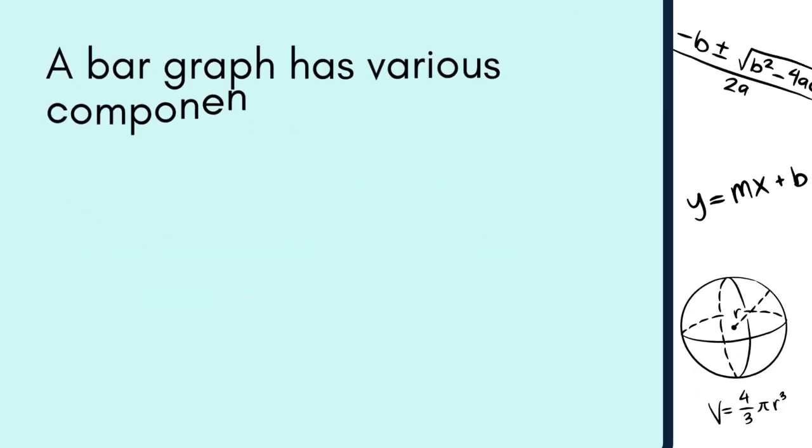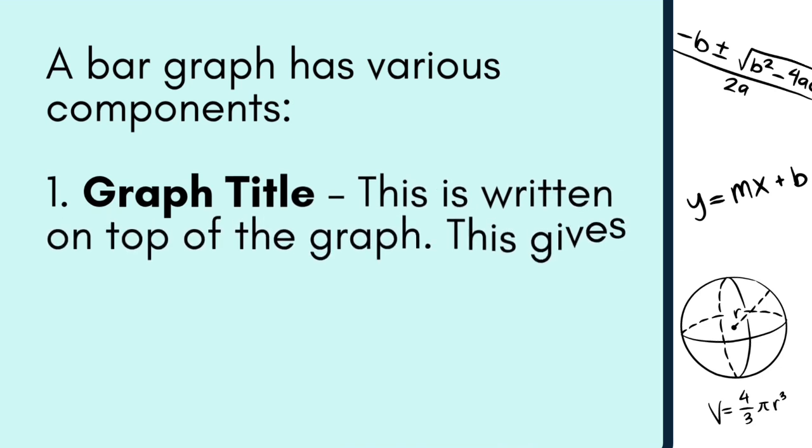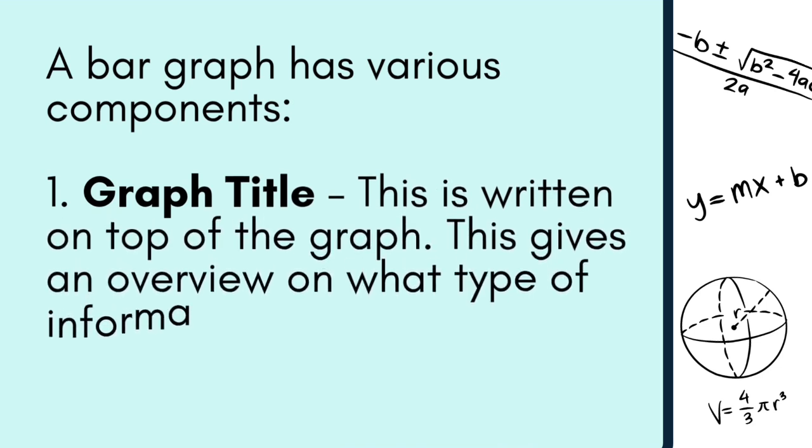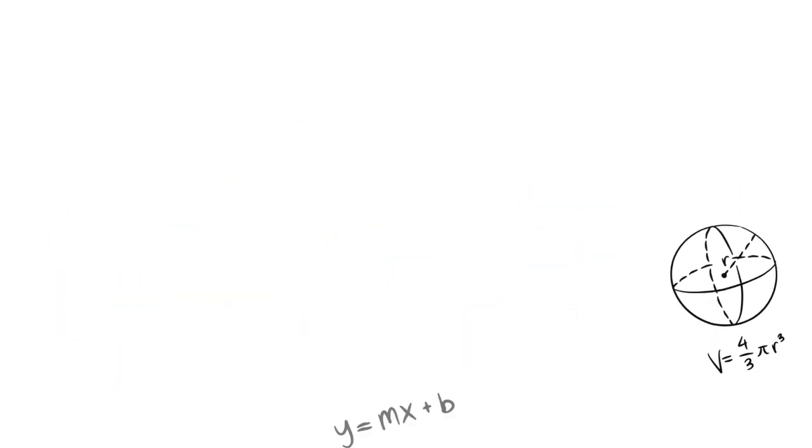Okay, a bar graph has various components. So we have the graph title. This is written on top of the graph. This gives an overview on what type of information is presented in the graph. So makikita natin dito tungkol saan ba yung graph na inyong nakikita or yung pinresent sa inyo.